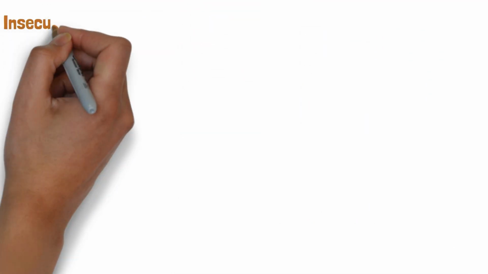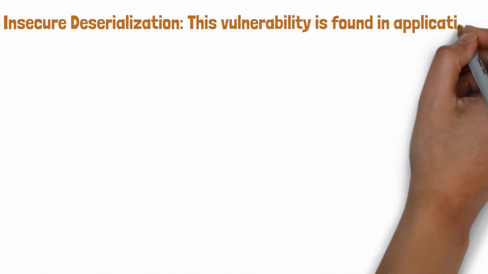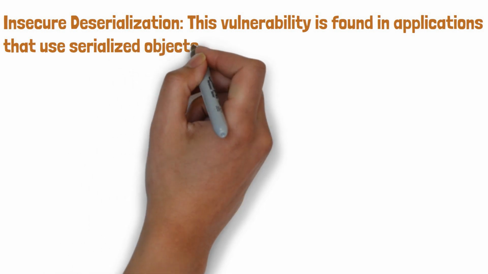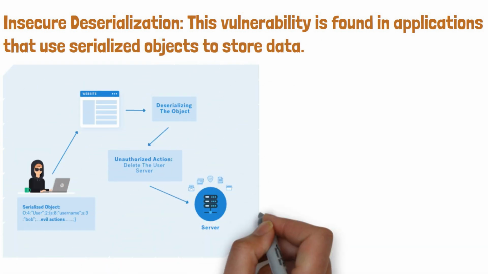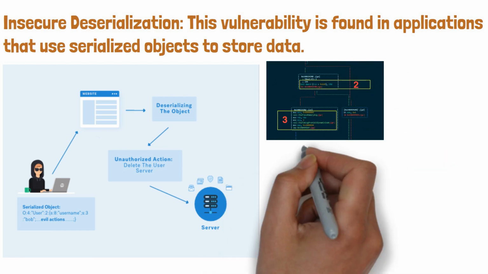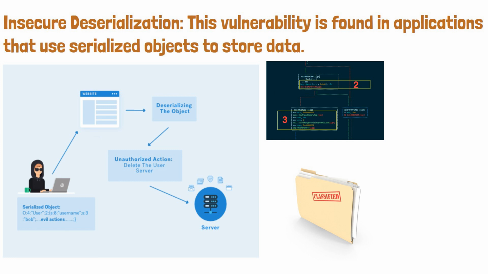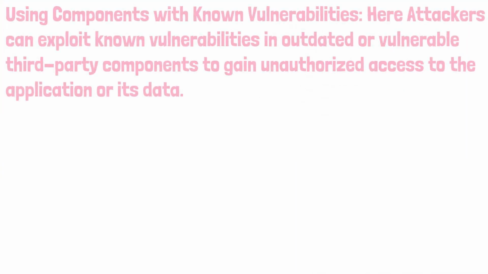Next up is insecure deserialization. This vulnerability is found in applications that use serialized objects to store data. Attackers can modify serialized objects to execute arbitrary code, potentially giving them access to sensitive data or control over the application. Next up is using components with known vulnerabilities.